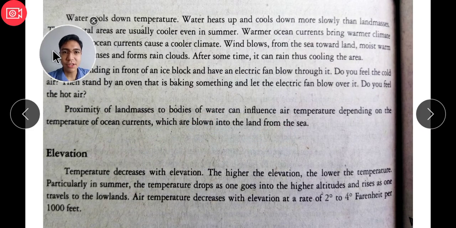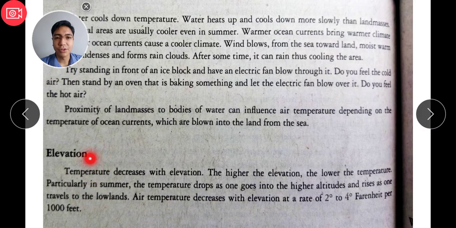Next one is the elevation. Okay, elevation, angat, no, pagkaangat. Mas mababa ang temperatura, okay, in relationship with elevation. Pag mas mataas ang elevation, we're talking about high airs, no, like the Baguio. So, kagayan, ayan.